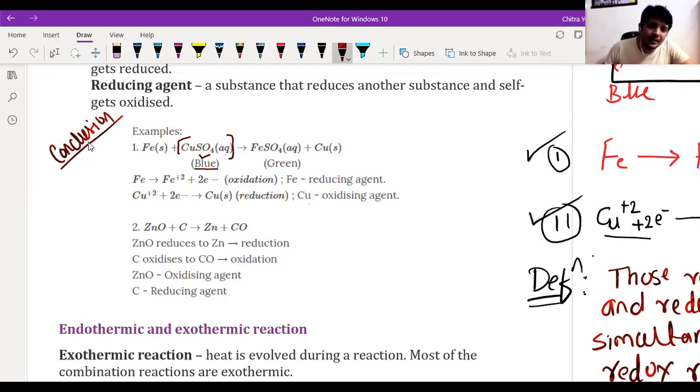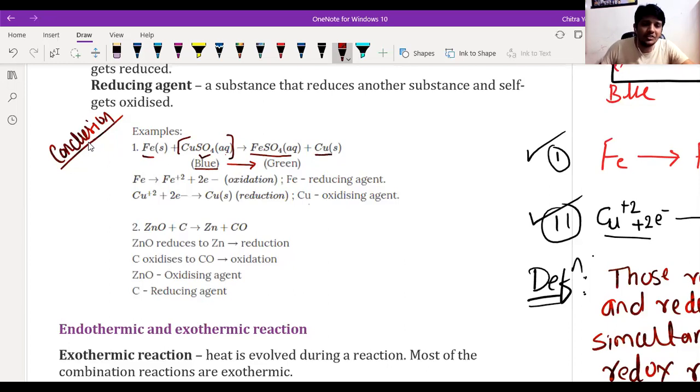Then we had added ferrous, means iron nails, in it, and after some time when the reaction takes place, apparently the blue color changes into green. The green color shows the formation of FeSO4, which is ferrous sulfate, where copper gets separated out.